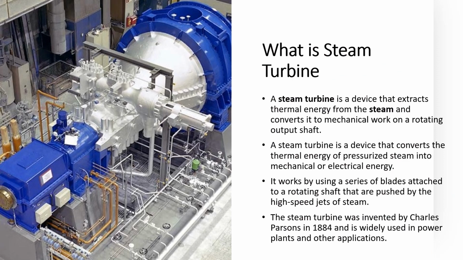A steam turbine is a device that extracts thermal energy from the steam and converts it to mechanical work on a rotating output shaft. A steam turbine is a device that converts the thermal energy of pressurized steam into mechanical or electrical energy. It works by using a series of blades attached to a rotating shaft that are pushed by the high-speed jets of steam. The steam turbine was invented by Charles Parsons in 1884 and is widely used in power plants and other applications.